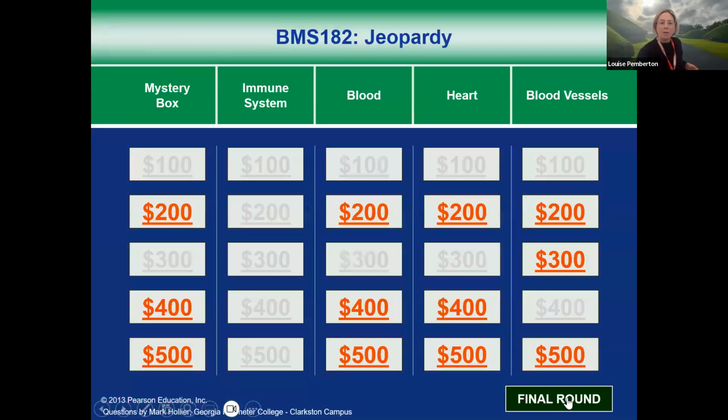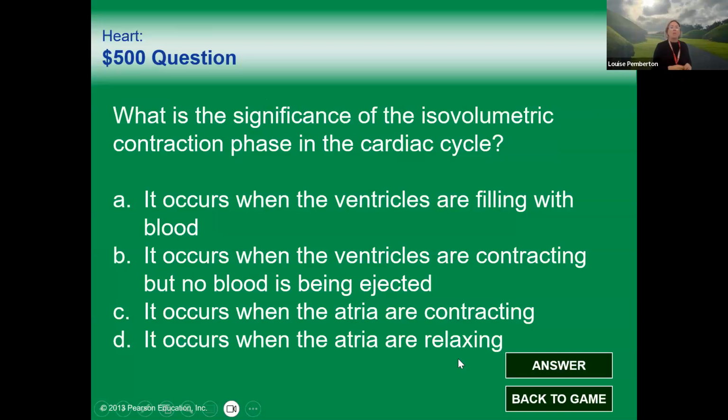Very good. Now, I'm going to give you part 500. What is the significance of the isovolumetric contraction phase in the cardiac cycle? Isovolumetric contraction. Yep. That's a wonderful answer. So we know it's got to have contraction in it, so it's either B or C. And isovolumetric means there's no volume change because all the 4 valves are closed.